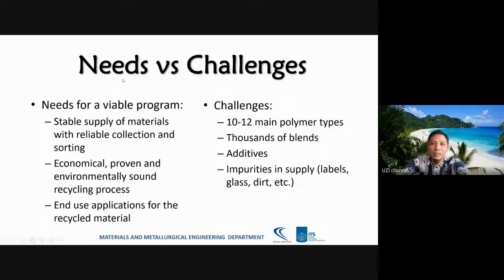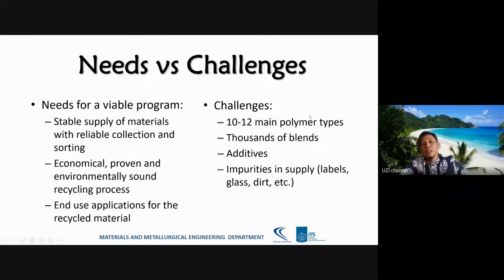What are the needs versus challenges? The needs of polymer recycling are a stable supply of materials with reliable collection and sorting, an economical, proven and environmentally sound recycling process, and applications for the recycled materials.